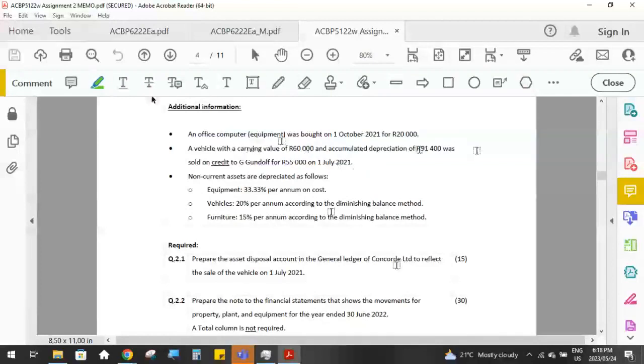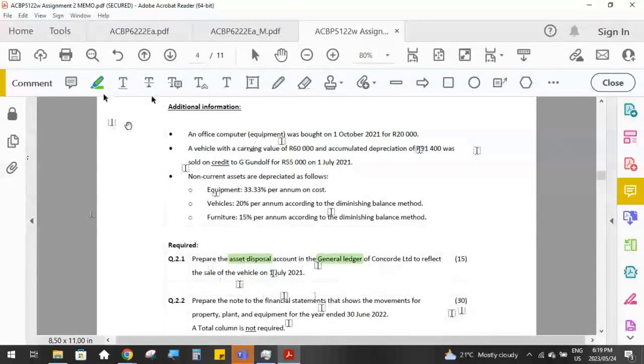So what they wanted then for 15 marks was to prepare the asset disposal account to reflect the sale of the vehicle. So quite simply, all we wanted then was, remember, general ledger. The general ledger means the T account that is named asset disposal. So you must complete that to show what the entries would appear in the asset disposal account for the sale of the vehicle.